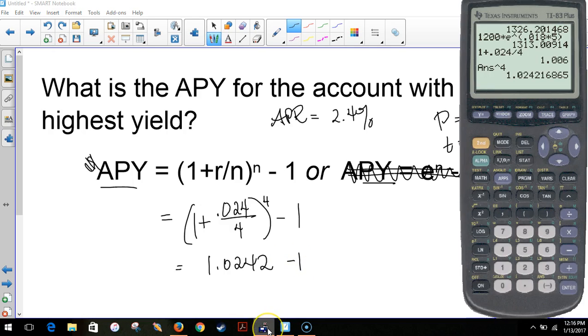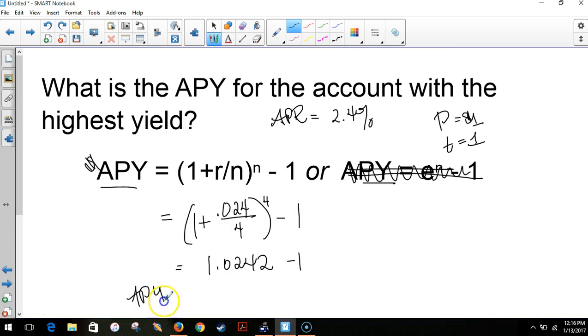Subtract out the 1. And we get an APY of 0.0242, which of course as a percent is 2.42%. They tend to be very, very close together. They can be the same thing. They can be different depending on how much money and how long, but they do tend to be pretty close to the same thing. And so that's how you use your compound interest formulas and find APY.